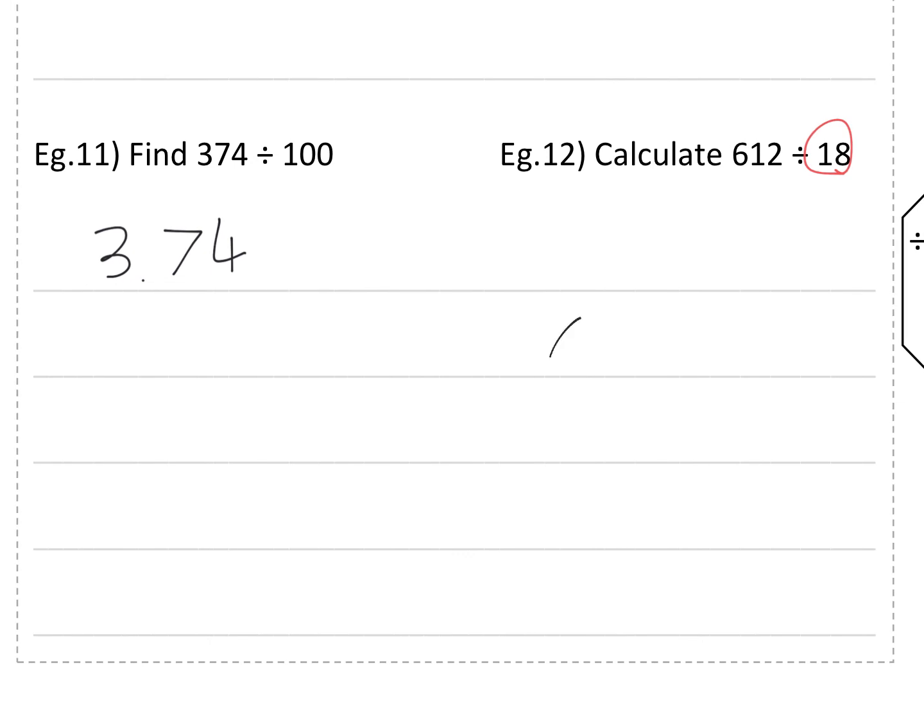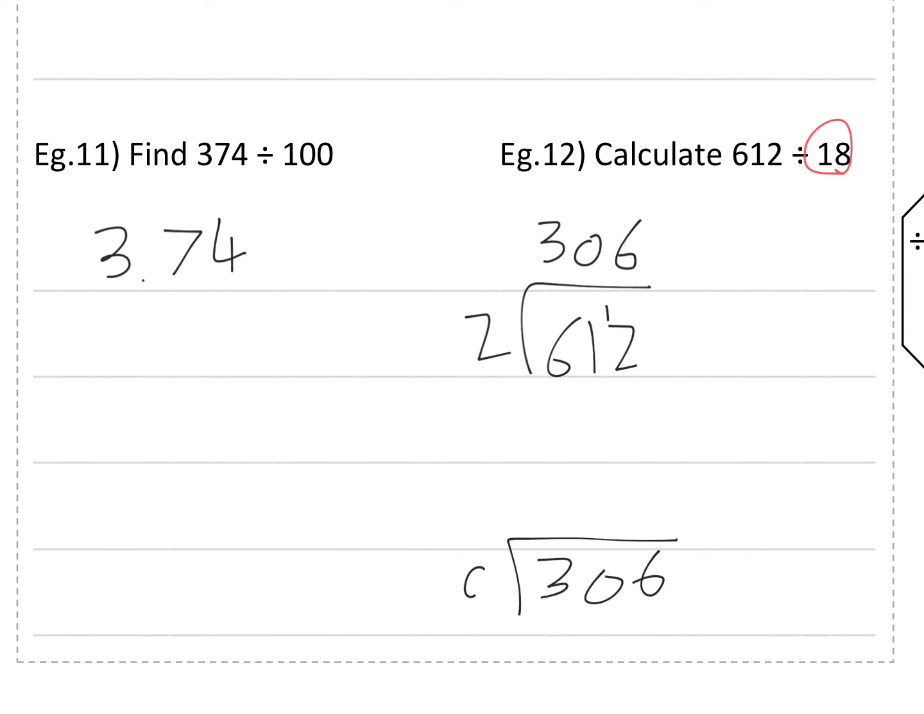So 612 divided by 2. 2 goes into 6 3 times. 2 doesn't go into 1, so carry the 1 over. And 2 goes into 12 6 times. We then have the 306, and we have to divide that by 9. 9 doesn't go into 3, so carry the 3 over. 9 3s are 27, with 3 left over. And then 9 4s are 36. So your answer then is 34.